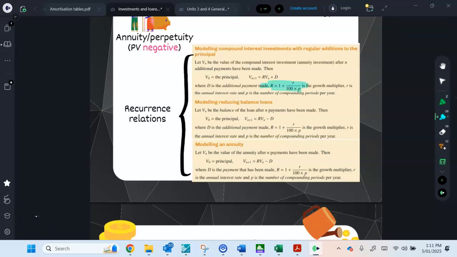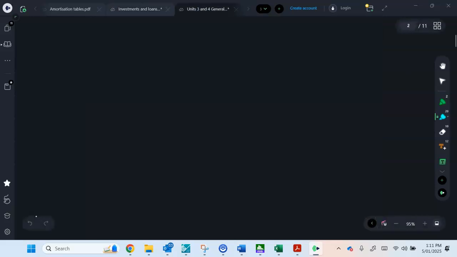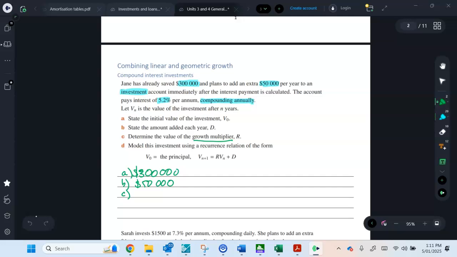So R is 1 plus your annual interest rate over 100 times P. In this case, P is just 1 because that's how many compounding periods we have. It's just yearly. So I'm going to write that down. R is equal to 1 plus R over 100 times P, where R is our annual interest rate, 5.2, and P is equal to 1.